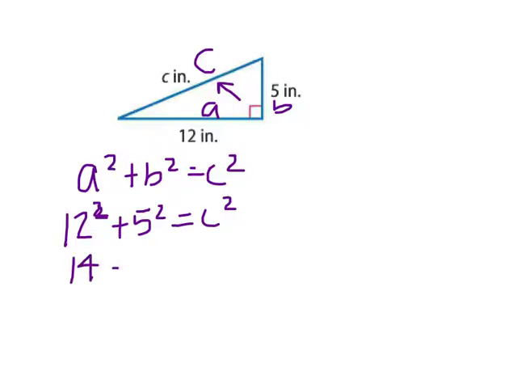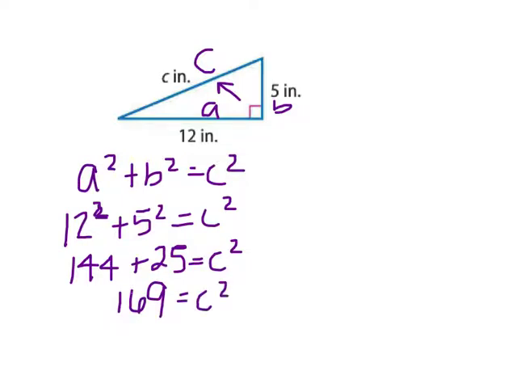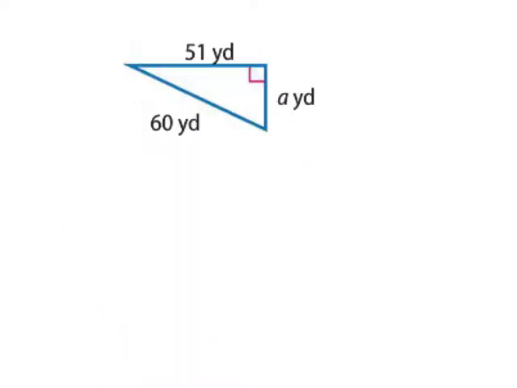12 squared is 144 plus 25 equals C squared. If we add those, we get 169 equals C squared. Remember, we want C by itself, so we do the opposite of squaring and we square root, and C equals 13. So this missing side would be 13 inches.